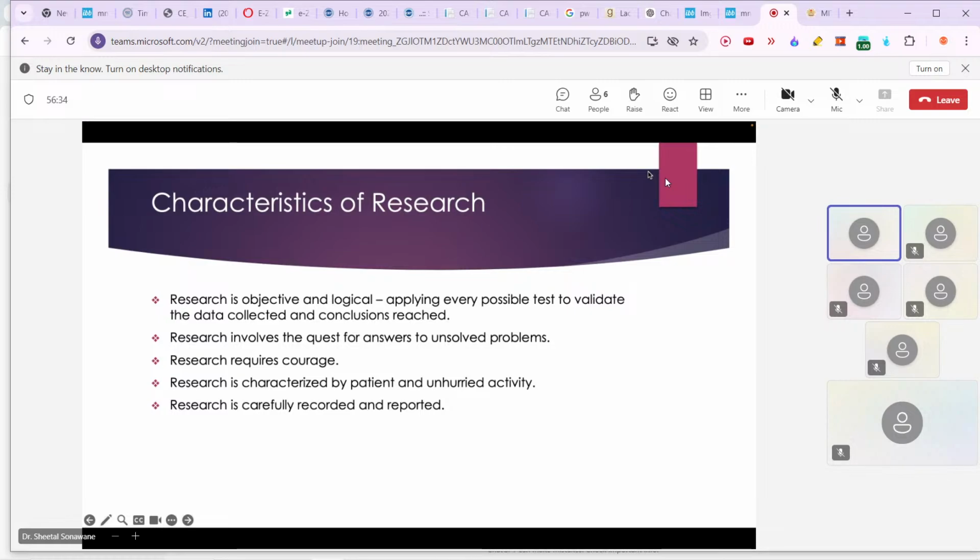Research involves a quest for answers to unsolved problems. So we should have that interest in getting the solution. It requires courage. Not every person does research.